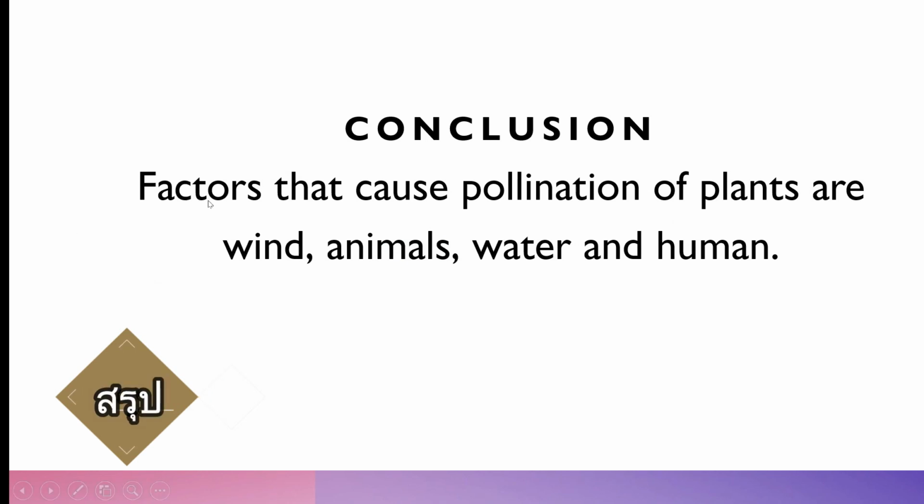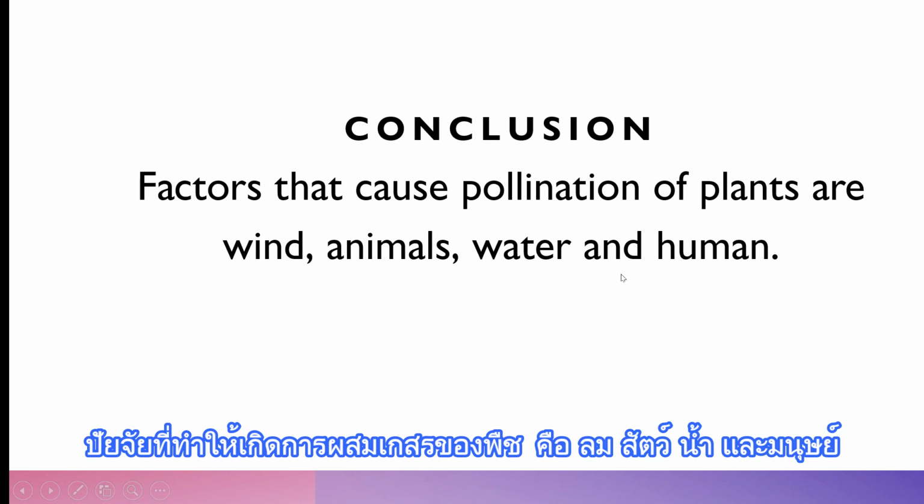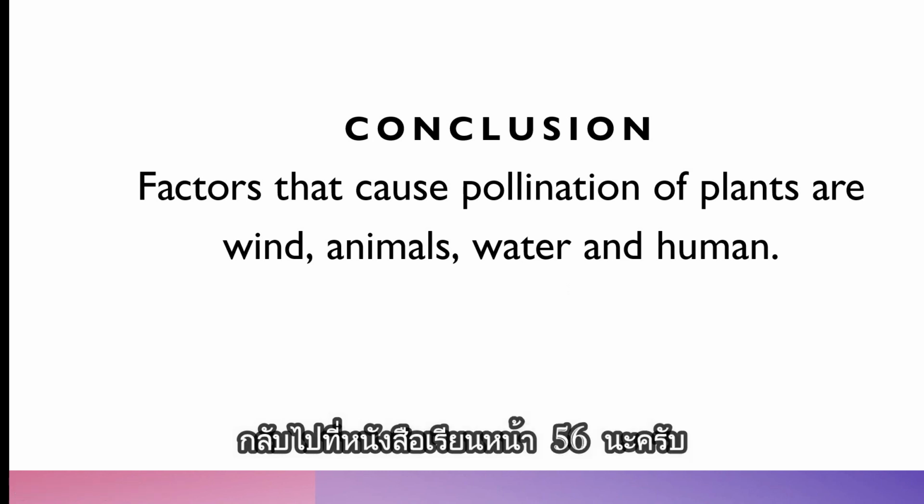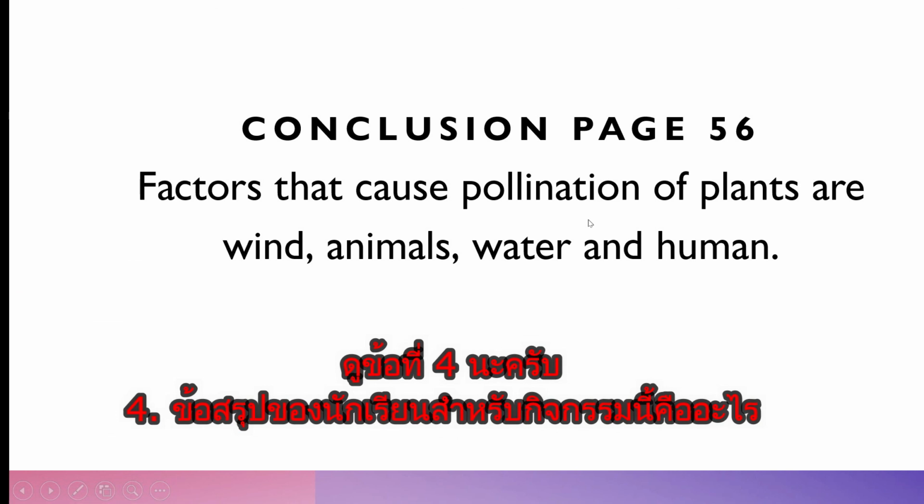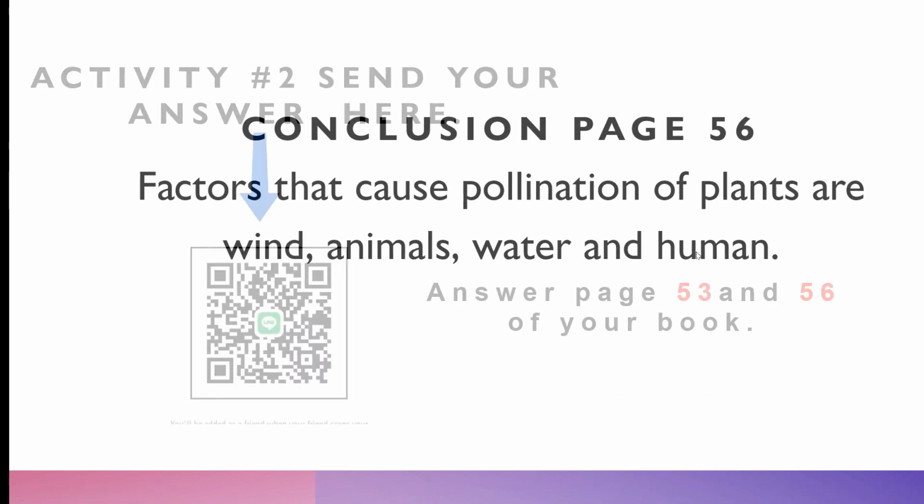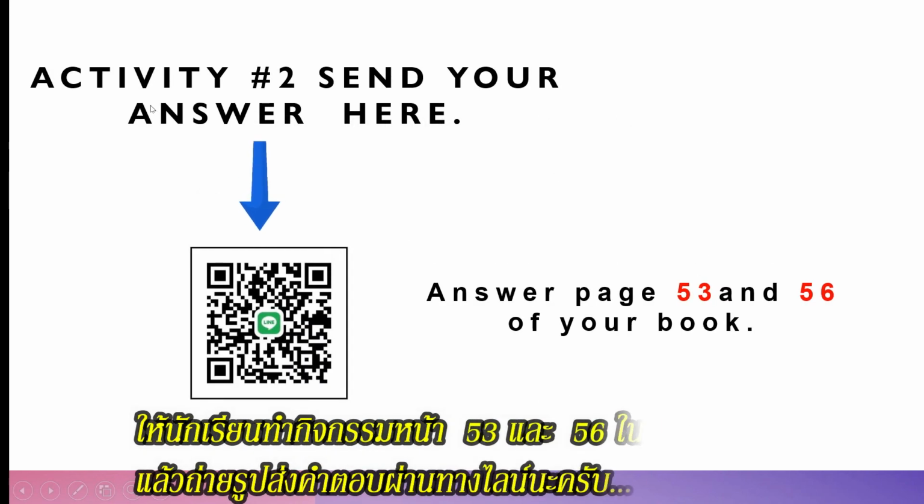Conclusion: factors that cause pollination of plants are wind, animals, water, and humans. You can see that in your book, page 56, number 4. Factors that cause pollination are wind, animals, water, and humans. Okay, so that's the end of our topic.